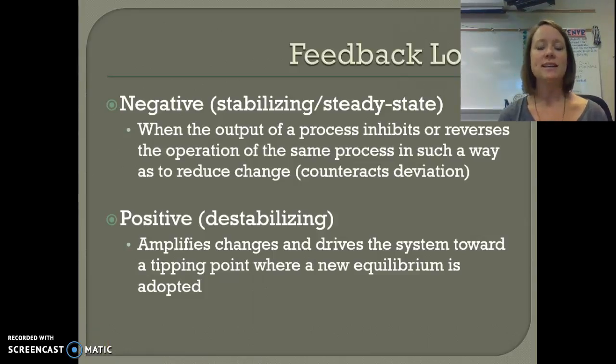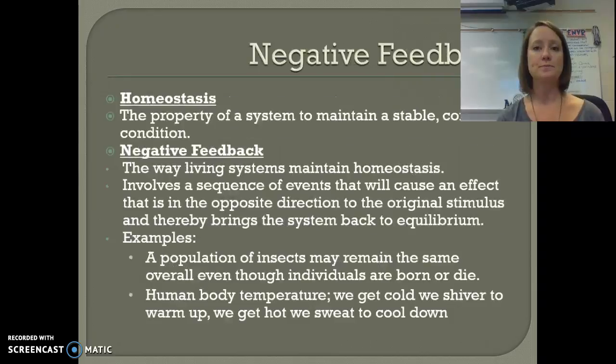Positive feedback is destabilizing, so it drives the system towards a tipping point where usually it will adopt a new equilibrium. All right, so negative feedback is the way that ecosystems maintain homeostasis, which is its stable, constant condition. So usually there's a sequence of events that cause an effect that's the opposite direction to that original stimulus. So it brings it back to equilibrium.